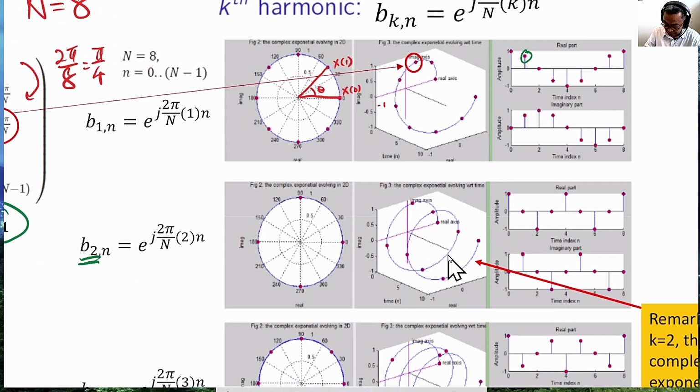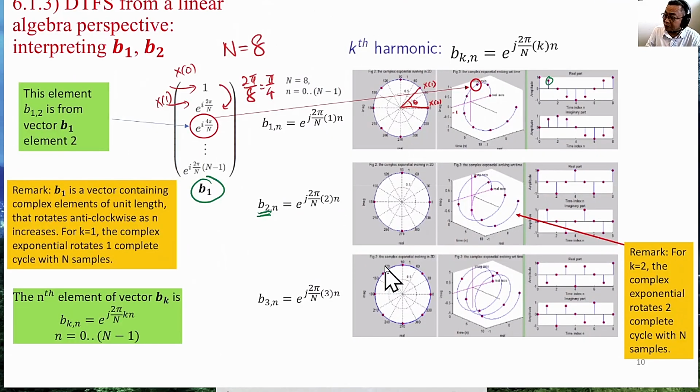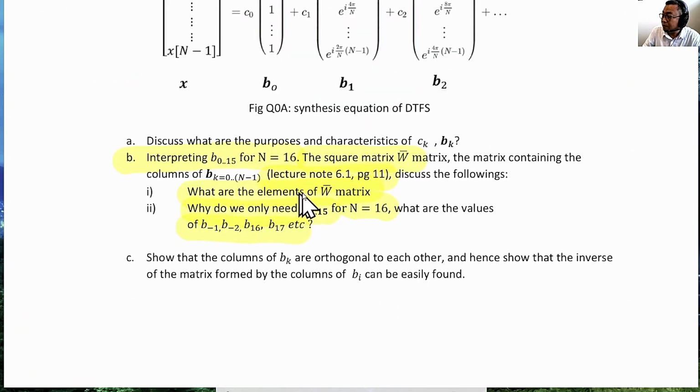What about B3? B3 is even faster. In 8 samples, it completes 3 rounds. In 1 sample, it jumps by 45 degrees times 3. So now we know what is B1, B2, B3. We put them into the matrix W hat. The columns of W hat are B0, B1, B2 and so on. So now we know what are the elements of W hat.